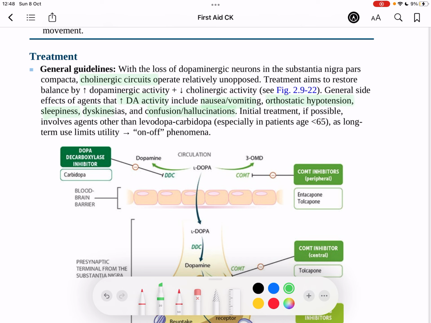Initial treatment, if possible, should involve agents other than levodopa-carbidopa, especially if the patient's young. That's because giving levodopa-carbidopa is going to reduce its efficacy in the long run, and that's going to increase this on-off phenomenon that we find very hard when battling the treatment of Parkinson's disease. So if a patient's young, if they've got mild disease, generally speaking, we don't give levodopa-carbidopa first, because we want to save that for when they're a little bit older, okay?